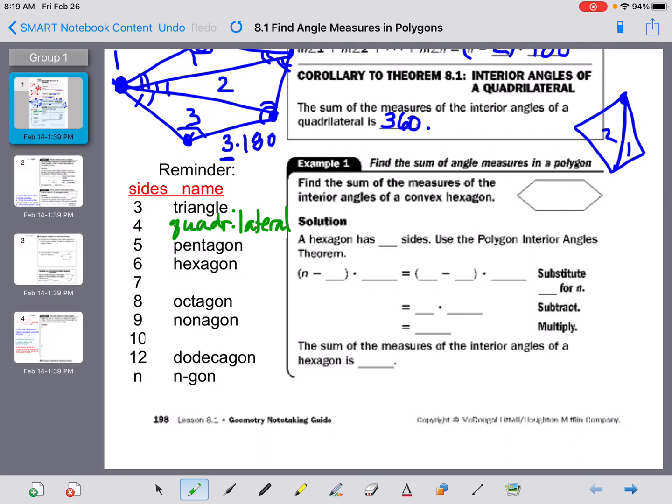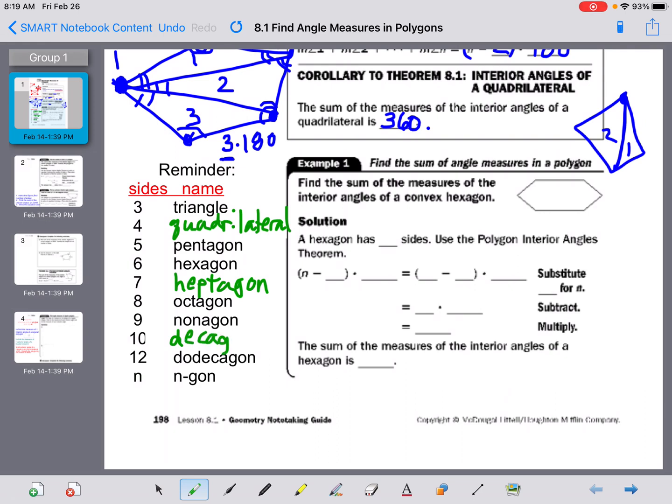A 5-sided polygon is a pentagon. A 6-sided polygon is a hexagon, with an X: 6 and X, hex. 7 is a heptagon, which starts with an H as well. 8 is an octagon, 9 a nonagon, 10 a decagon.